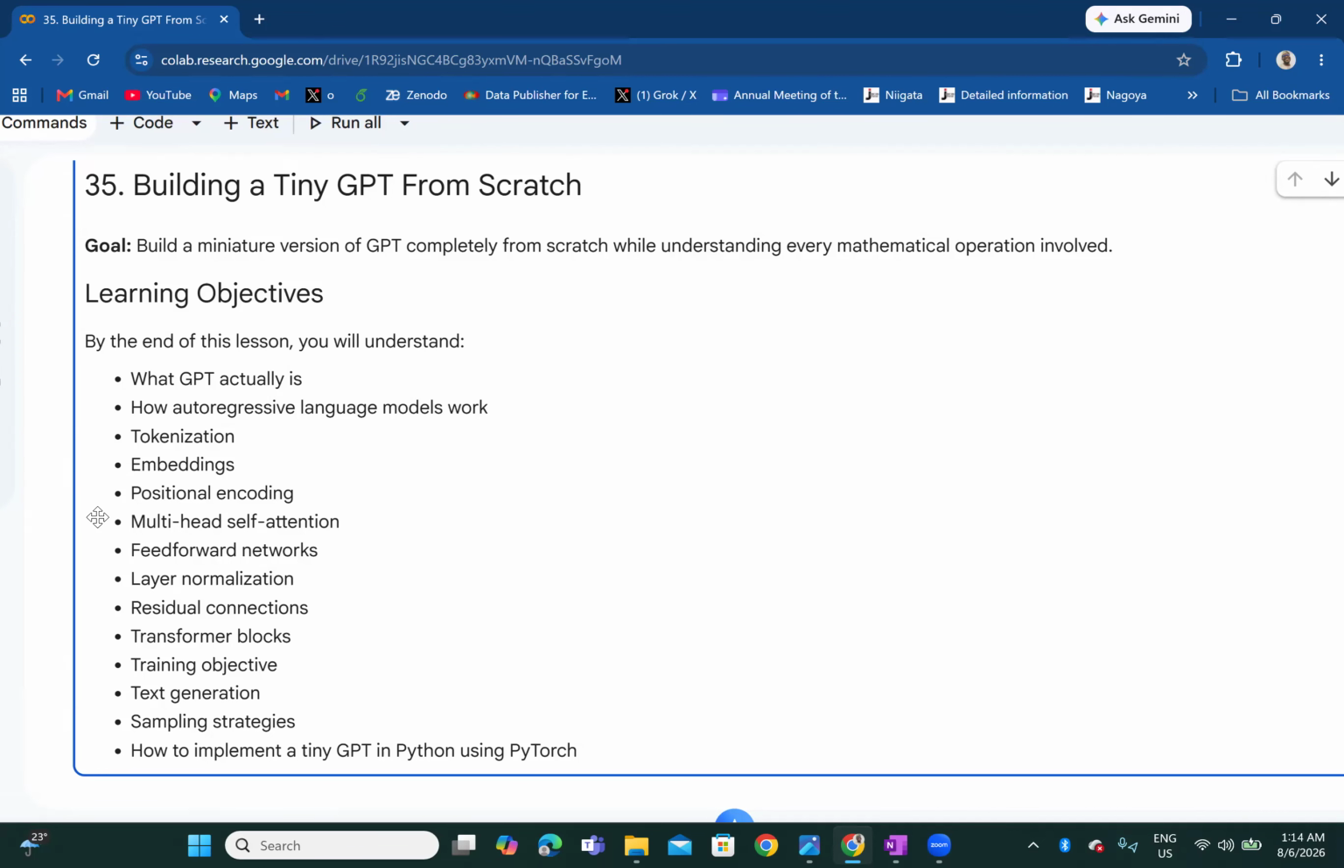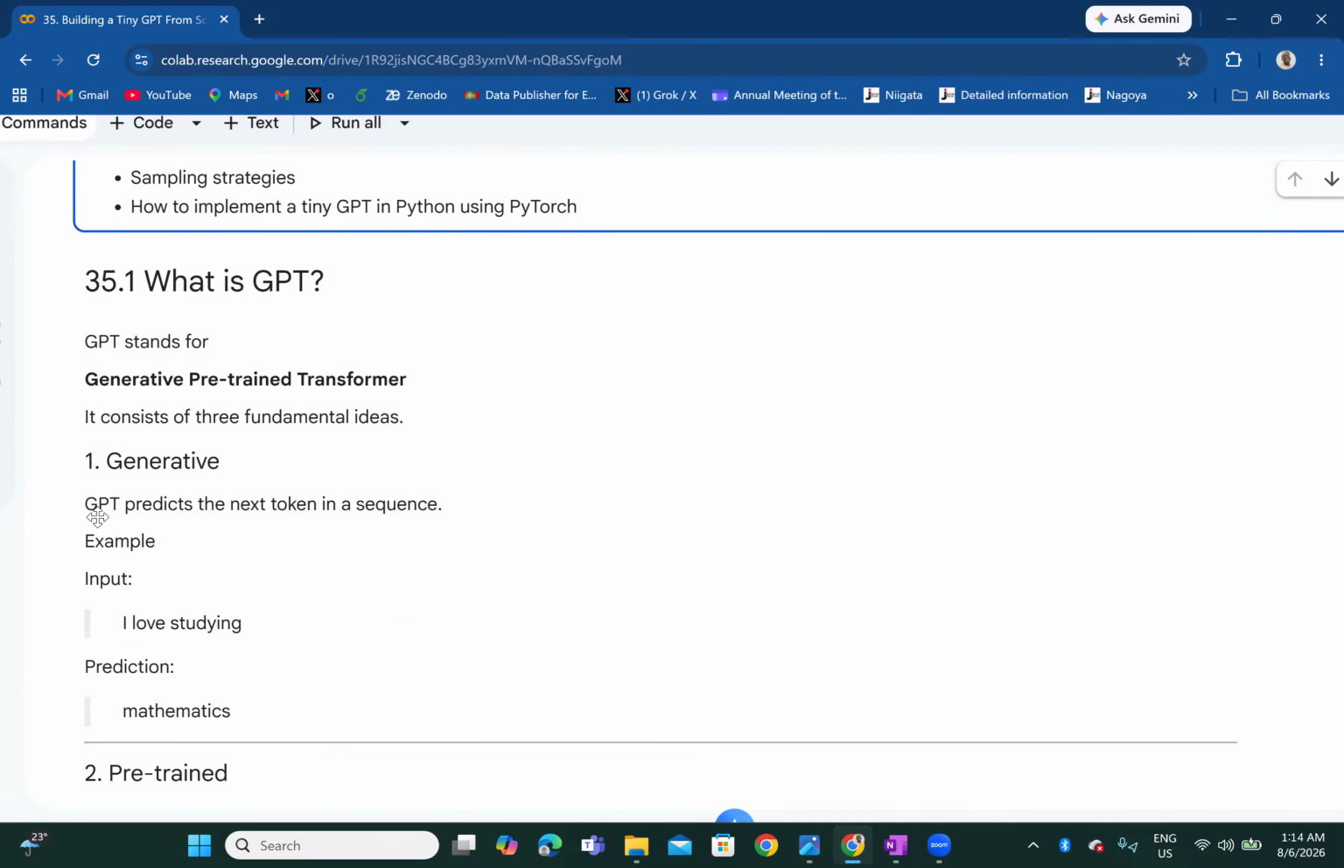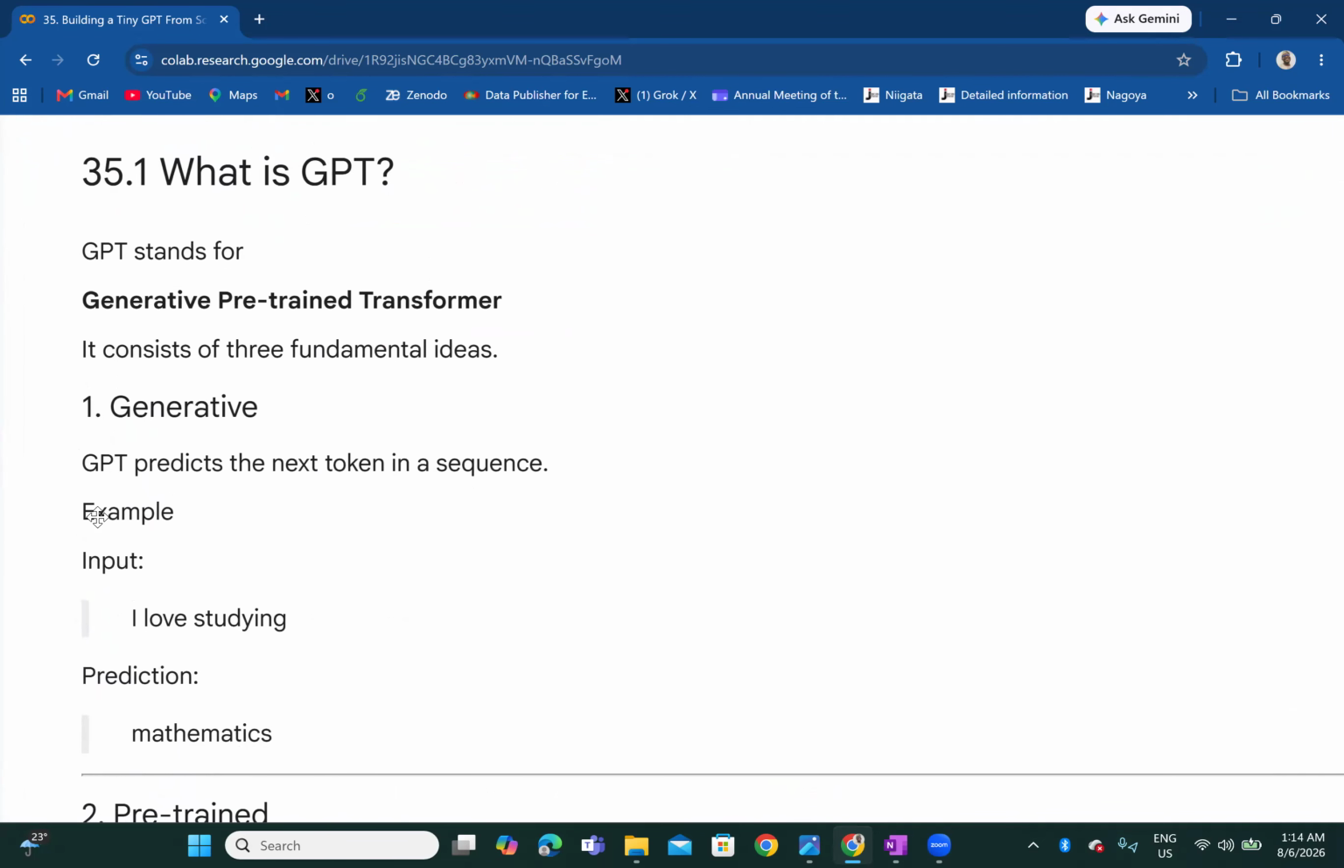Now let's go. The first part is what GPT is about. What is GPT? GPT stands for Generative Pre-trained Transformer. You know the whole idea of transformer, talking about self-attention and all of that. So when you see ChatGPT, it's Chat Generative Pre-trained Transformer. It consists of three fundamental ideas. First of all, you have the idea of generative. GPT predicts the next token in a sequence. That's why it's generative, and that's where the idea of generative AI comes from.